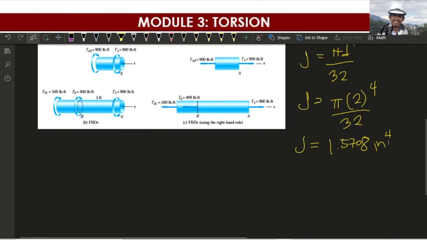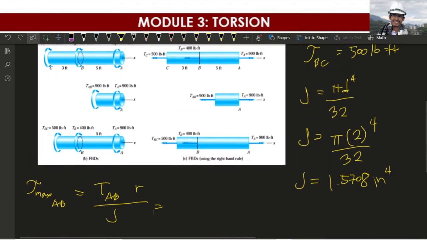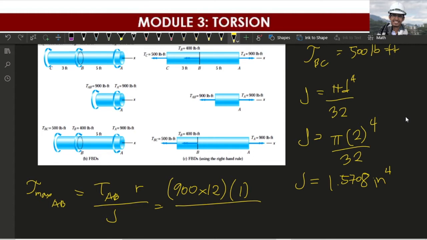Therefore, we can compute the maximum shearing stress at segment AB. So the maximum shearing stress at AB is equal to the torque at AB times its radius over the polar moment of inertia. So our torque at AB is 900 pound-feet, so that will be 900. Let us convert it to inches so that our units are consistent. So let's multiply it by 12, okay, to convert it into inches. So that will be 900 times 12 times its radius. Our diameter is 2 inches, therefore the radius is 1 inch. So times 1 over our polar moment of inertia, that is 1.5708 inch raised to 4.